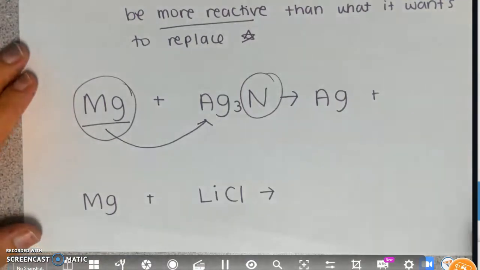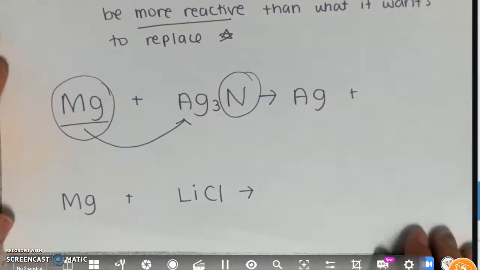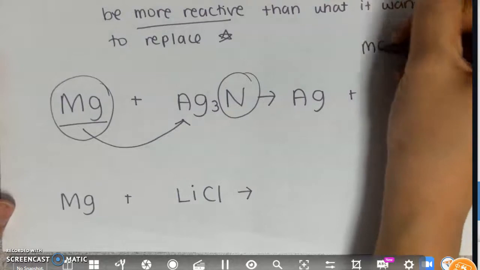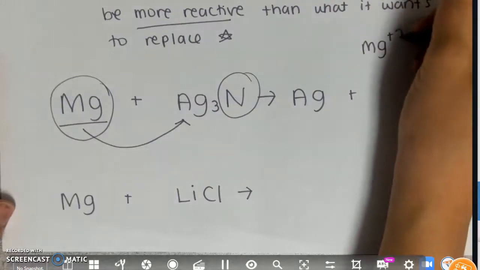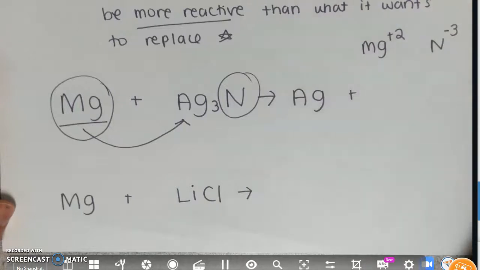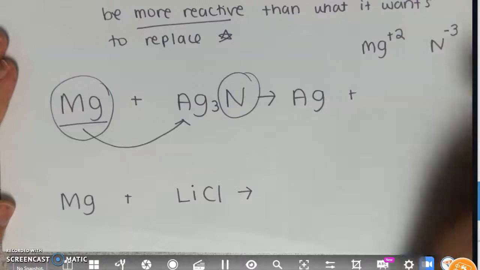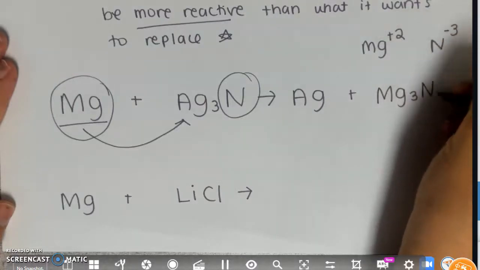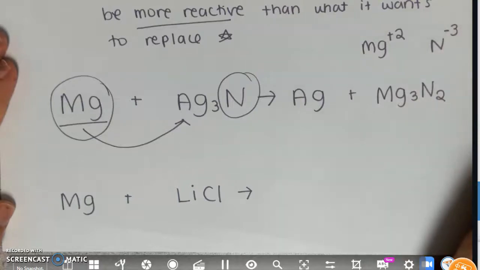But you have to make sure you pay attention to your charges when you write this formula. So magnesium, it may be off to the side, right? It is, you go to your periodic table, it's a +2. Nitrogen is a -3. And so that compound of magnesium and nitrogen together becomes Mg3N2. And then we have to balance our equation.